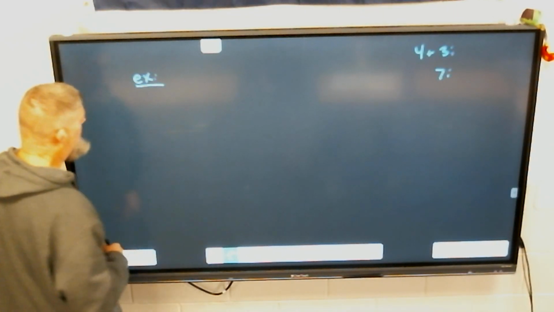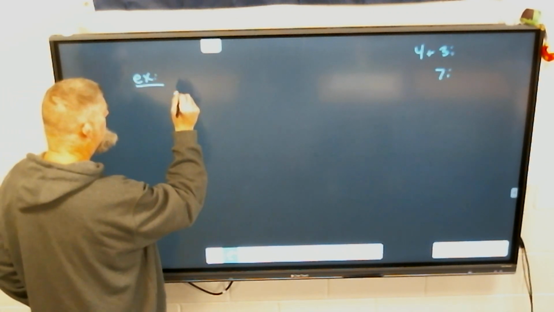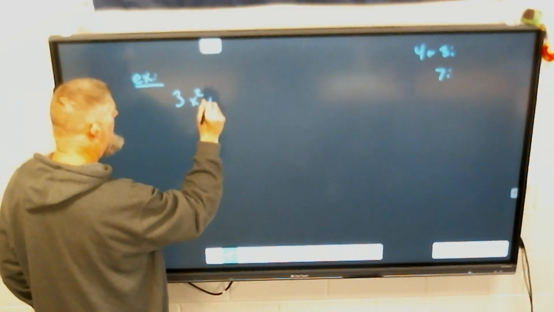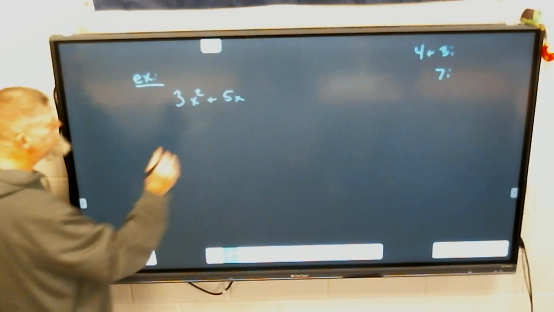All right, let's go with an example. Let's use one out of the book: 3x squared plus 5x plus 1, I do believe, equals 0.